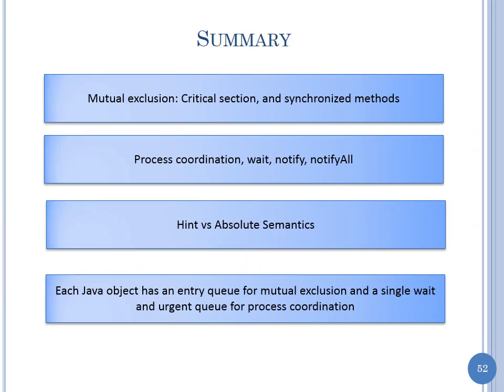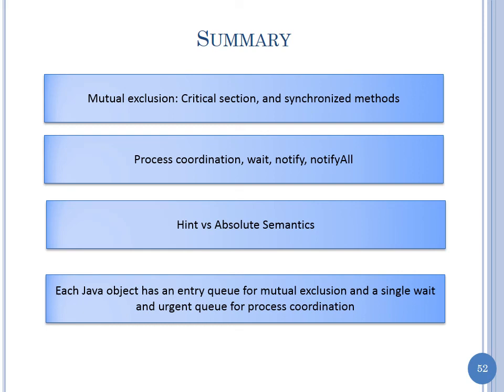To summarize, we've done mutual exclusion and seen the associated concepts of critical section and synchronized methods in Java. We've seen process coordination and wait, notify, and notifyAll to implement that. We've seen the hint versus absolute semantics. And we've seen that each object has an entry queue and an urgent queue.